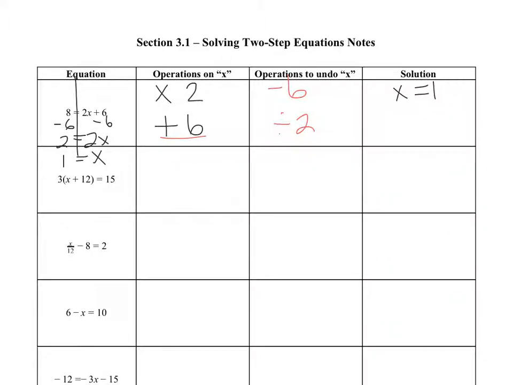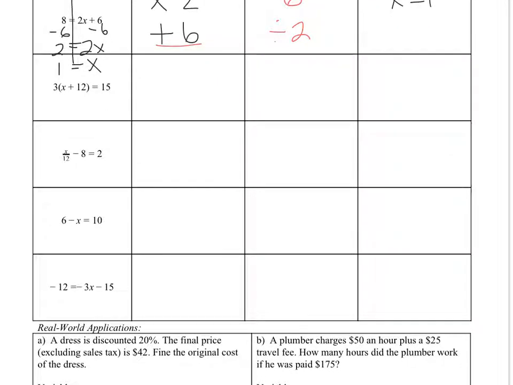So the second one, what's going on with x? Well, I'm adding 12 to x, and then I'm multiplying by 3. So order of operations, you do parentheses first, then multiplication. So the inverse operations are going to be divide by 3 and then subtract 12.